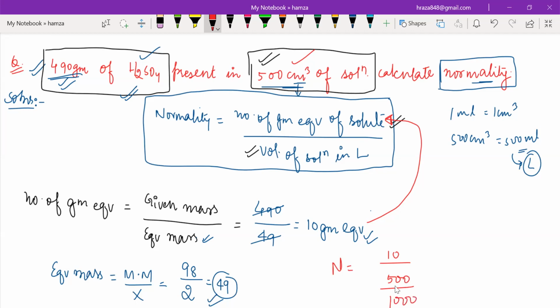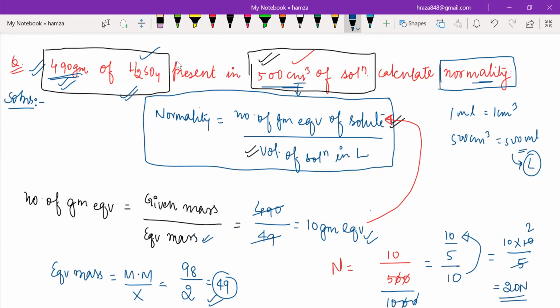So you can see, I'm going to just calculate it. Only two zeros will be cancelled, and now I can write 10 by 5 by 10. This 10 comes to numerator, and it will be 10 into 10 divided by 5. So 5 twos are 10. So normality is basically 20 N. Fatima, is that clear to you?